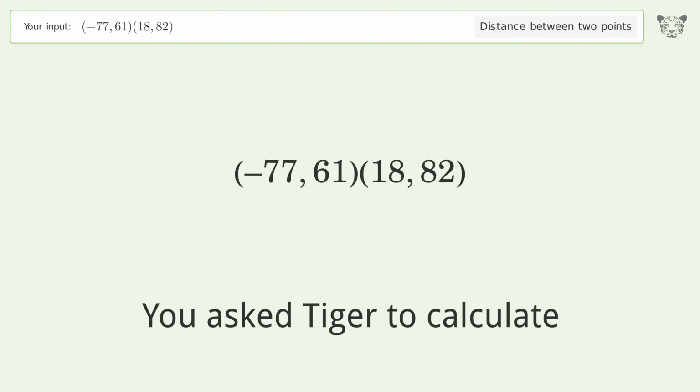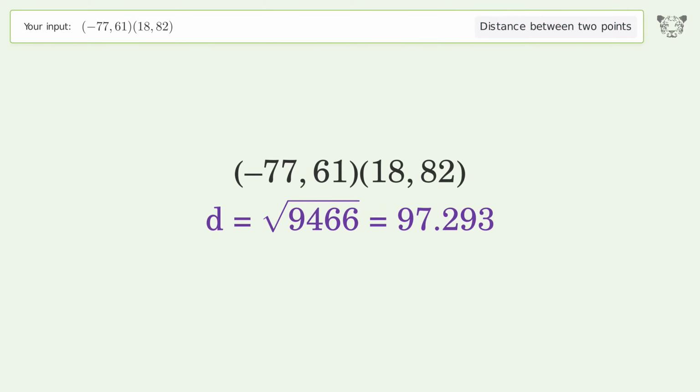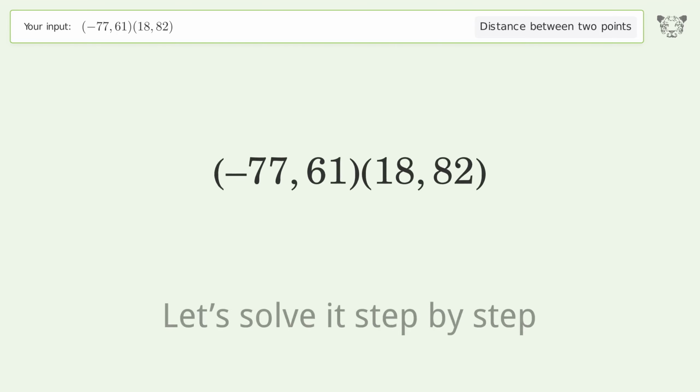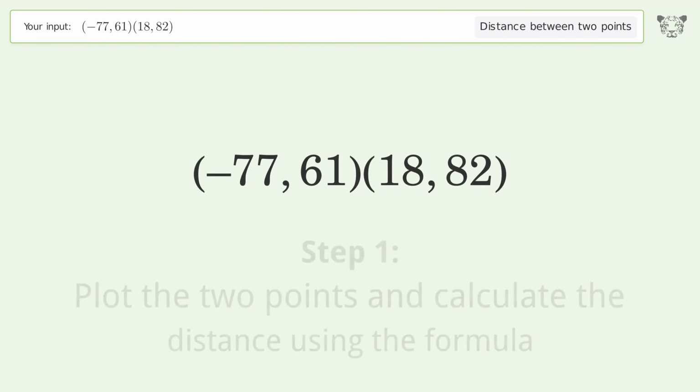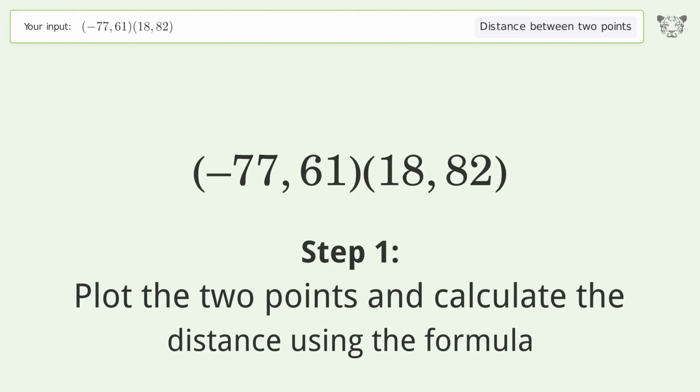You ask Tiger to calculate. This deals with the distance between 2 points. The distance between the 2 points is the square root of 9,466, or 97.293. Let's solve it step by step. Plot the 2 points and calculate the distance using the formula.